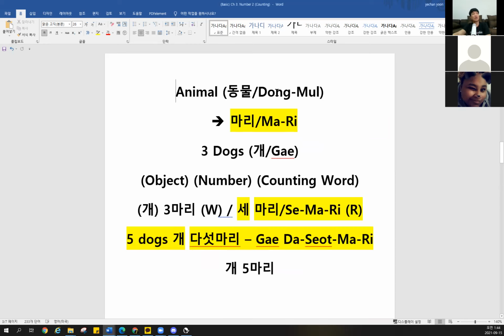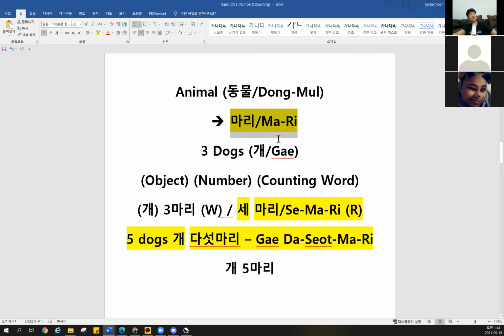Animal. How can you count animals? Animal is 동물 in Korean. And how do you count with the counting word? The counting word you use in Korean to count animals is 마리. 마리, not Mari, okay? We don't have R sounds, so 마리, 마리.